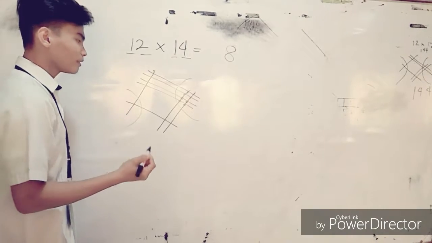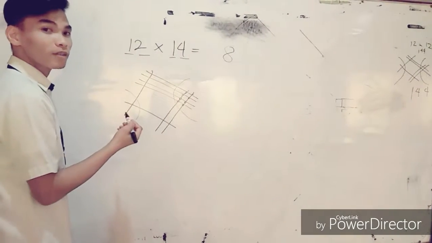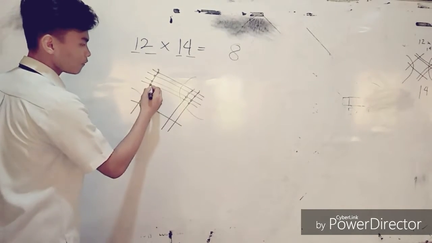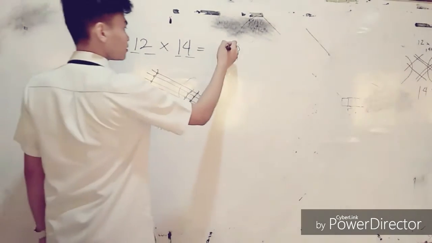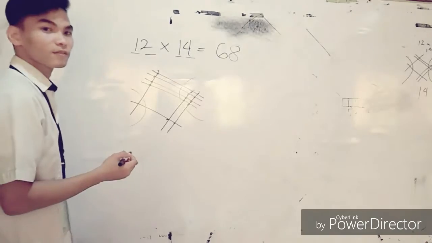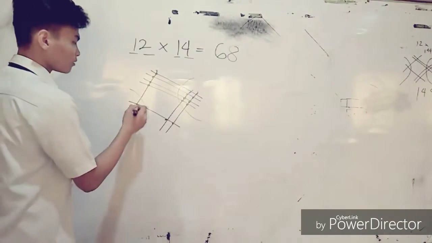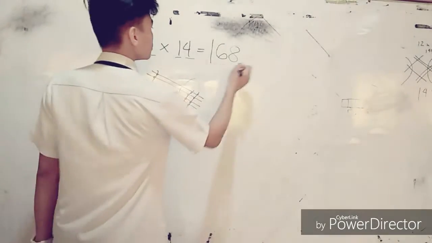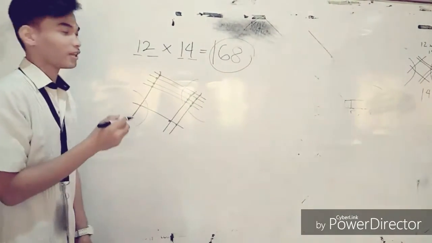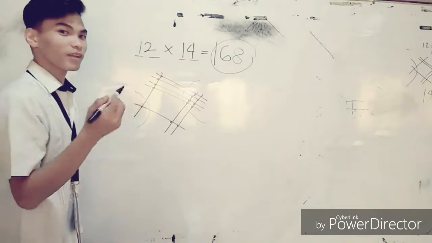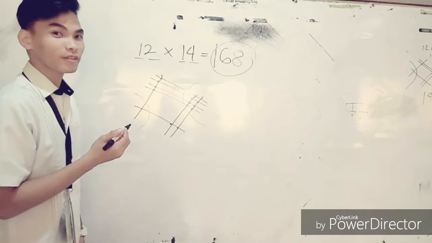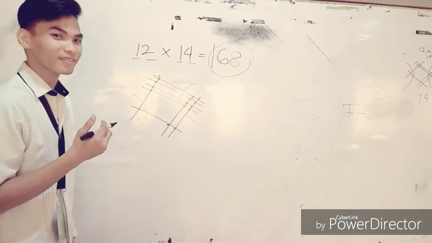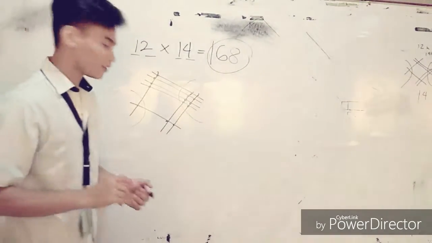Got it? So, we will count the dots in the middle. 1, 2, 3, 4, 5, and 6. That's 6. And in the left wing, we have 1. So, that's the final answer: 168. You can calculate it by your calculator if you're not satisfied. Guess you are. Okay, I'll give you another example.